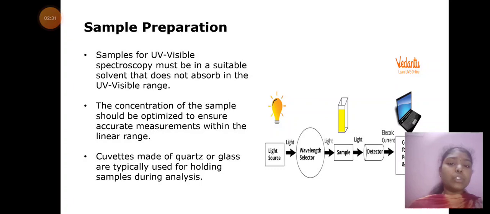Sample preparation. Samples for UV visible spectroscopy must be in a suitable solvent that does not absorb in the UV visible range. The concentration of the sample should be optimized to ensure accurate measurements within the linear range. Cuvettes made of quartz or glass are typically used for holding samples during analysis. Here we can see the flowchart of light source to electronic current.